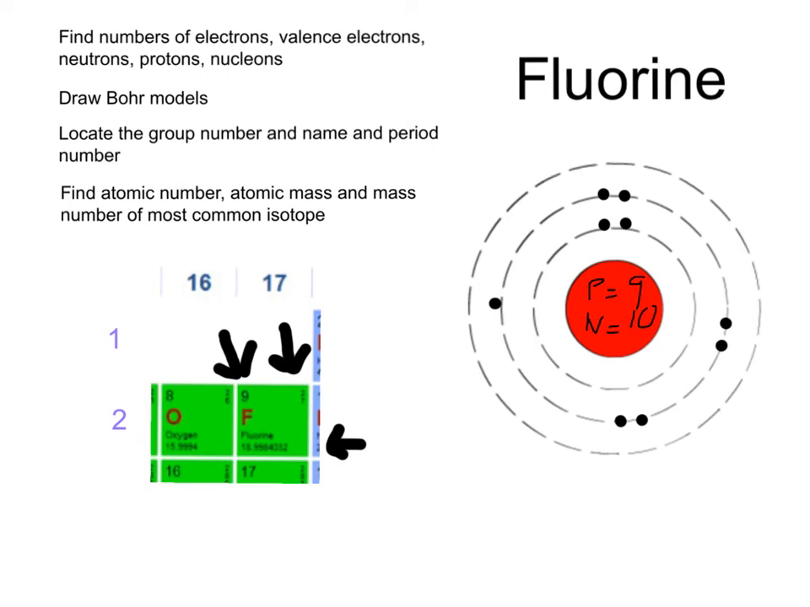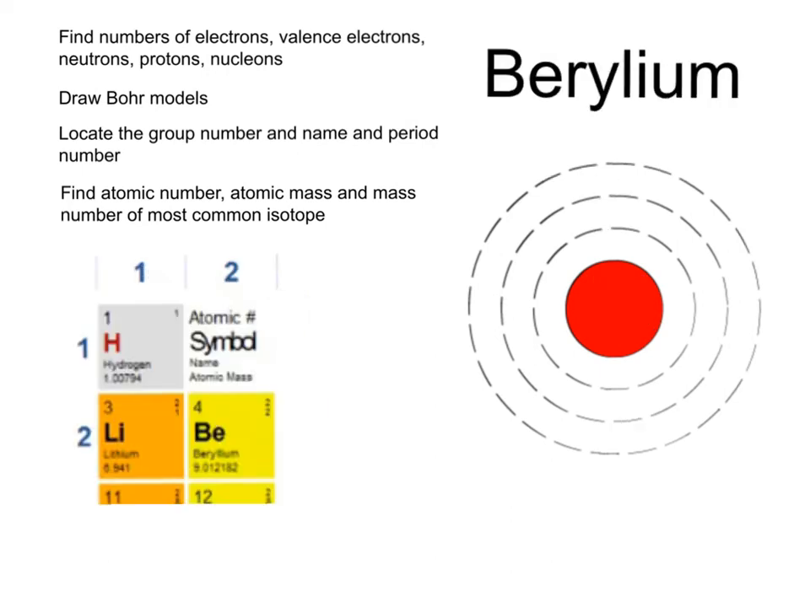Let's do another one. Alrighty, how about beryllium? Okay, so the number of electrons in beryllium is going to be 4, because that's the atomic number up above the Be. The number of valence electrons is going to be 2, because that's the bottom number in the stack. The number of neutrons I have to subtract, so I have to round my mass from 9.012 and so on to 9, minus 4 is 5, so I've got 5 neutrons.